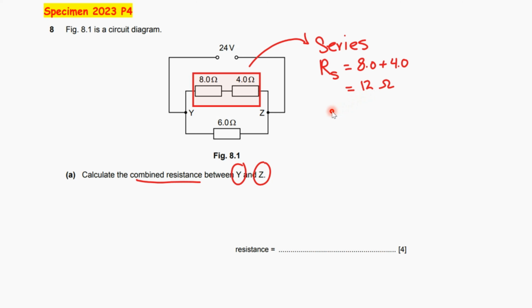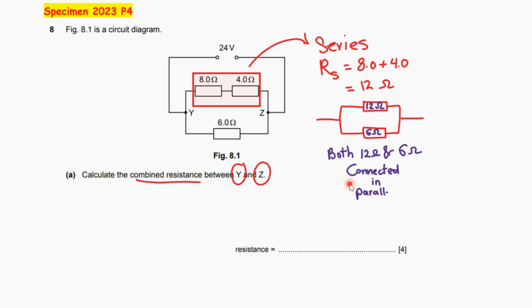I'm going to redraw the diagram again. Like this, the one on the top is the 12 ohm, and the one below here is the 6 ohm. If you look here, we have the junctions at the two ends, which represent Y and Z, and the 12 and 6 are in branches, in parallel together. So both 12 and 6 ohm are connected in parallel. Show the examiner that you're familiar with this information.